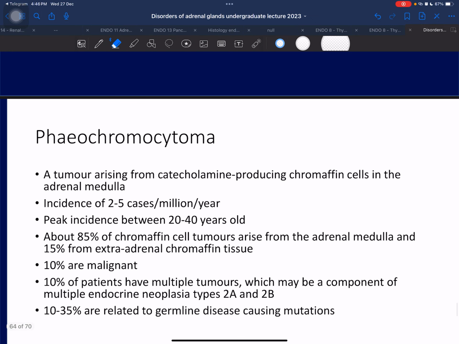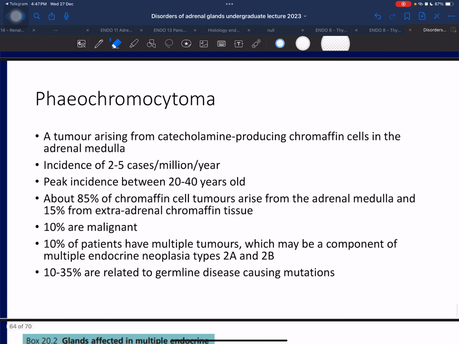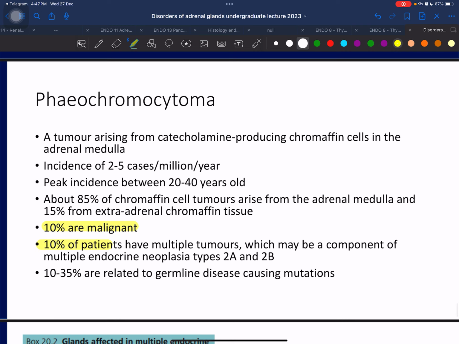Pheochromocytoma is a tumor arising from the chromaffin cells in the adrenal medulla, the innermost part of the adrenal glands. Incidence is 2 to 5 cases per million per year, between 20 to 40 years old. These are just some of the demographic factors about pheochromocytoma. About 10% of them are malignant. About 10% of the patients would have multiple tumors, and these multiple tumors may be part of MEN, if you have heard of MEN syndrome, MEN types 2A and 2B.